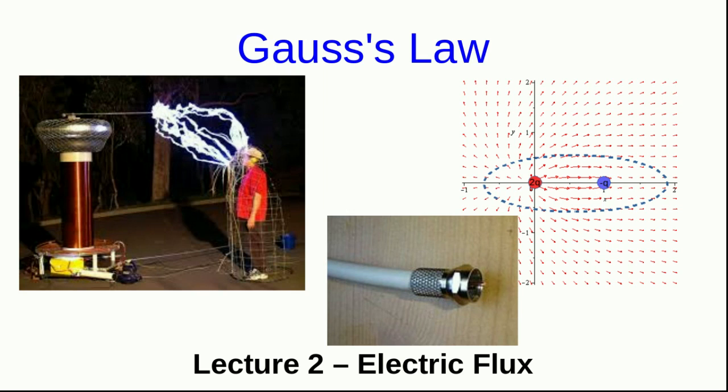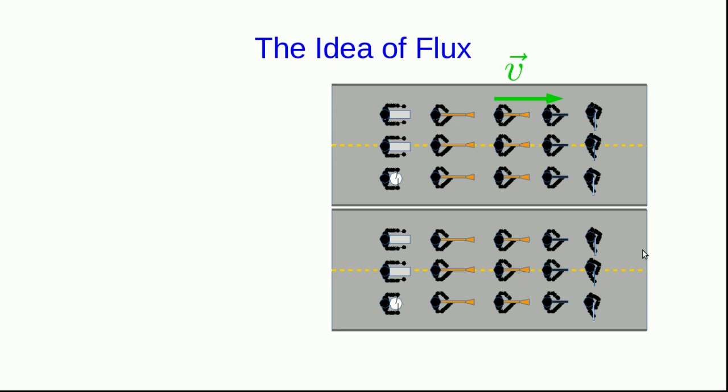So before I get to electric flux, I'm going to start with the general idea of what a flux is. Let's start by thinking about a marching band. So here's a top view of a marching band, and they're all walking in formation with some velocity v.